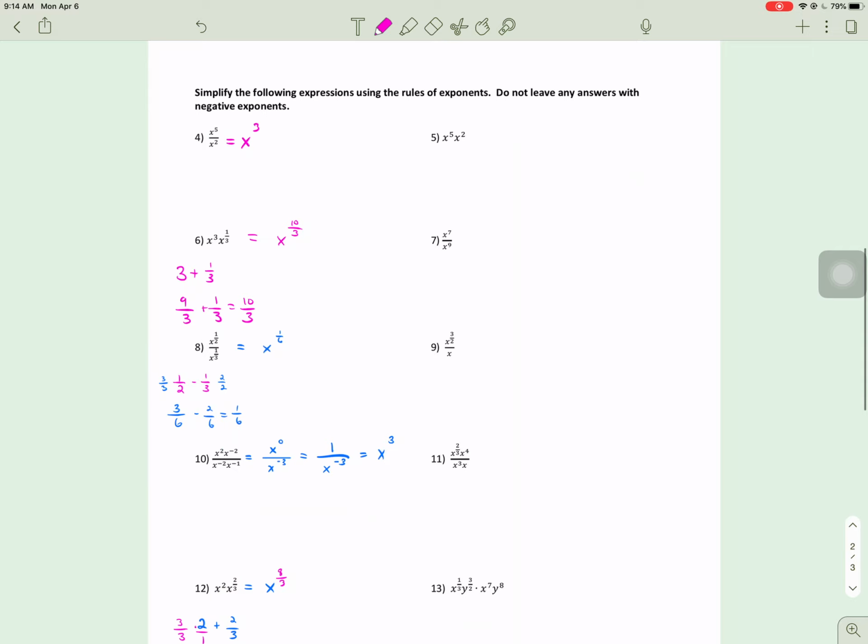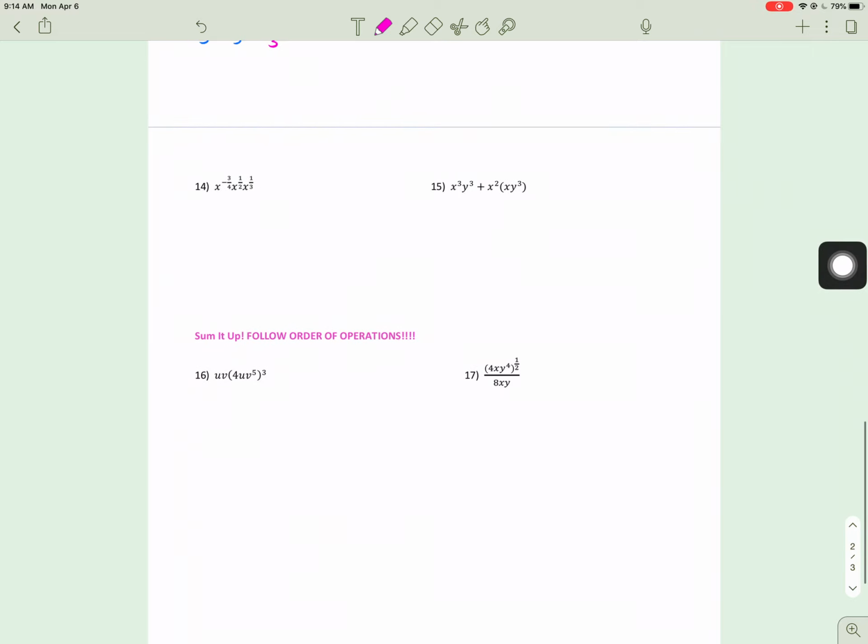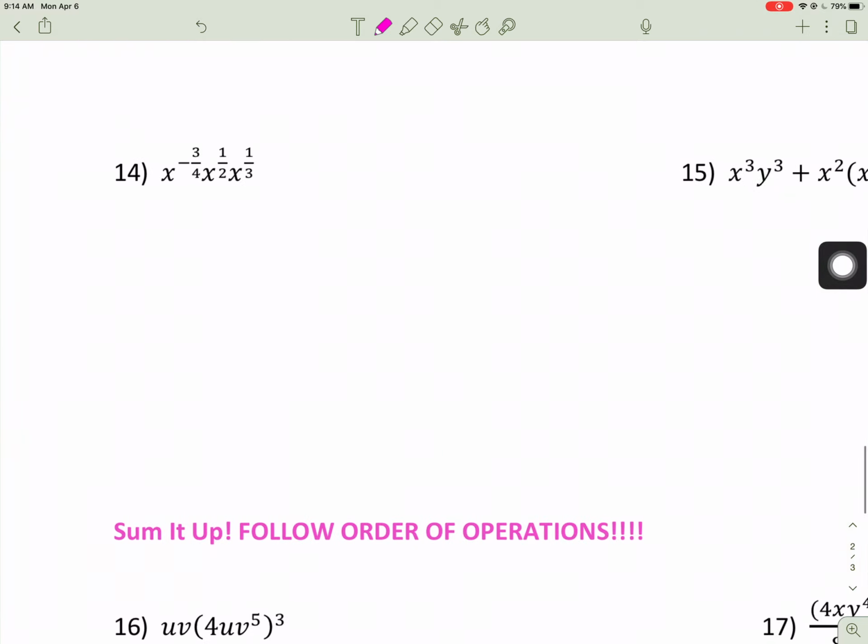I'm going to do a couple more with you guys. And again, you guys are going to do this right side here. All right, so now we got to add together three fractions. Keep the base, add the exponent since it's multiply. Well, that's not a big deal.